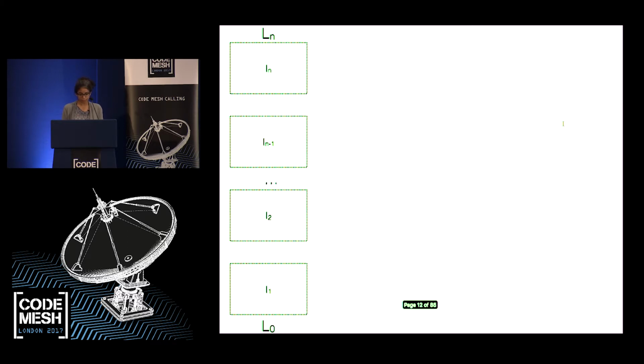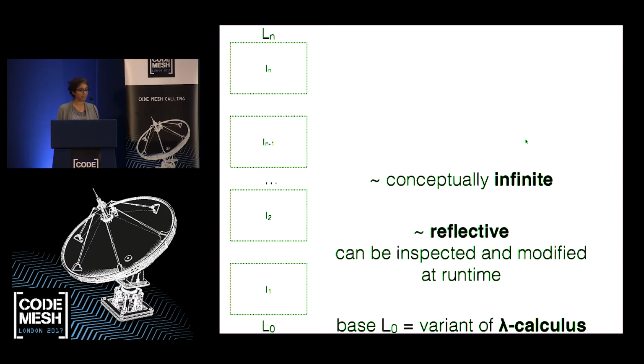OK. So just to make things more interesting, we will also consider reflective and infinite towers. So I'll get back to that. And to make things a little bit more constrained, for now, for the low-level language, we'll only consider a variant of the lambda calculus, and maybe with some imperative features as well. So think of a Scheme-like language. OK, so what does it mean to be a reflective tower of interpreters?